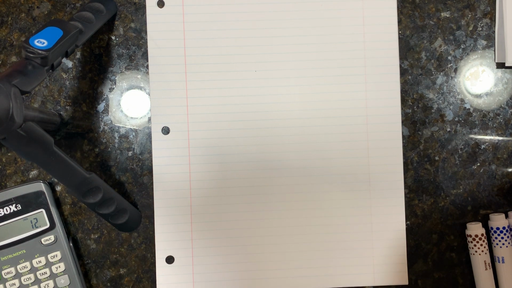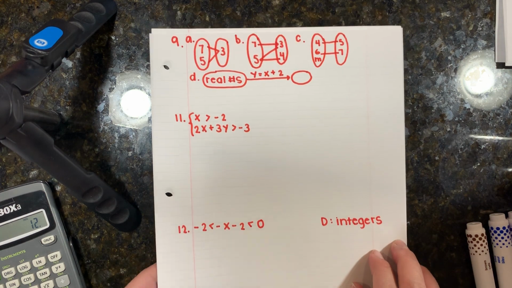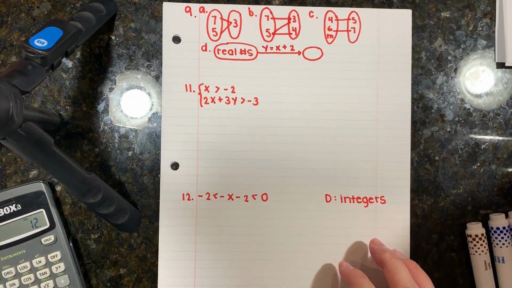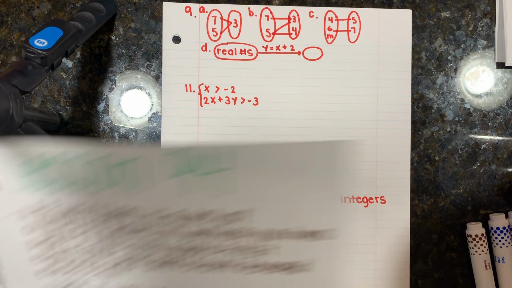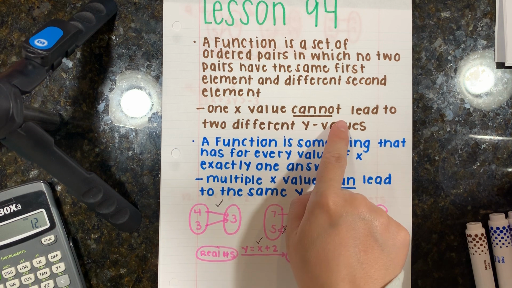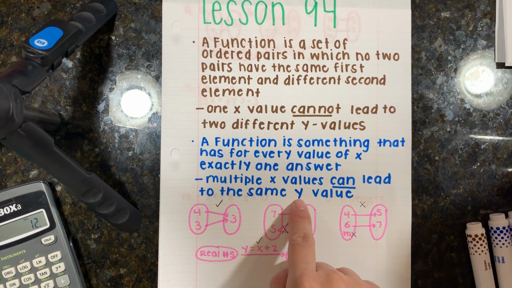Now moving on, we're going to look at number 9, 11, and 12. So the first thing that we're going to look at on number 9 is that we need to determine which ones are functions. And for this one, we look back to our notes for this lesson, and it says one x value cannot lead to 2 different y values, but multiple x values can lead to the same y value.